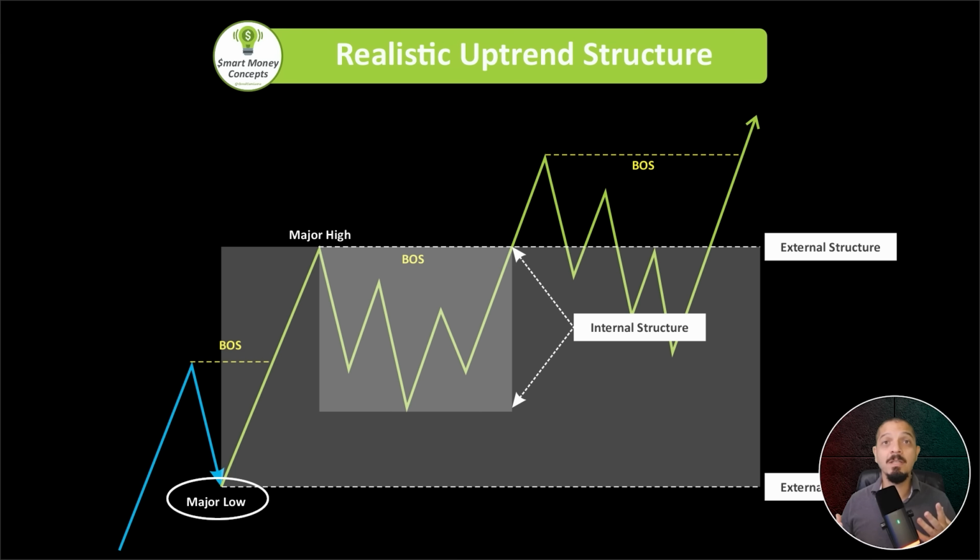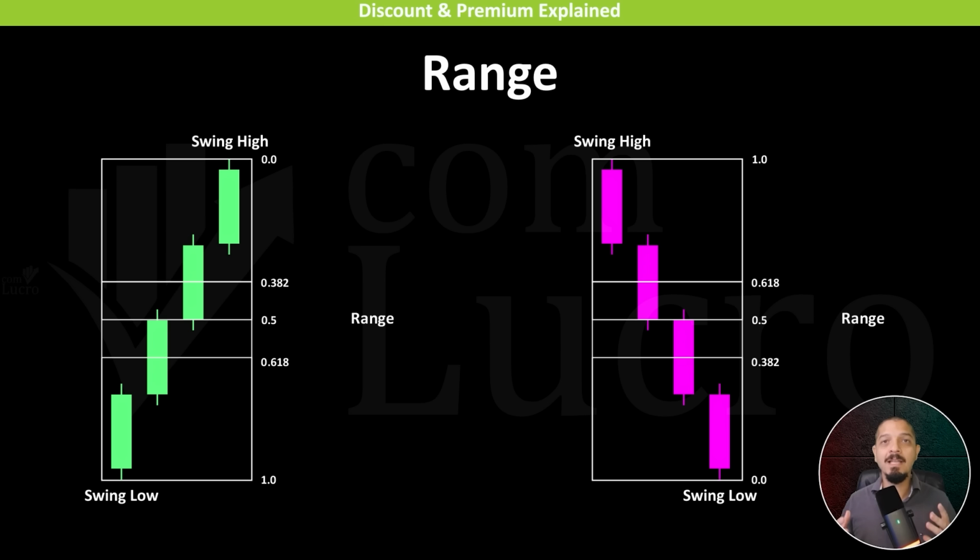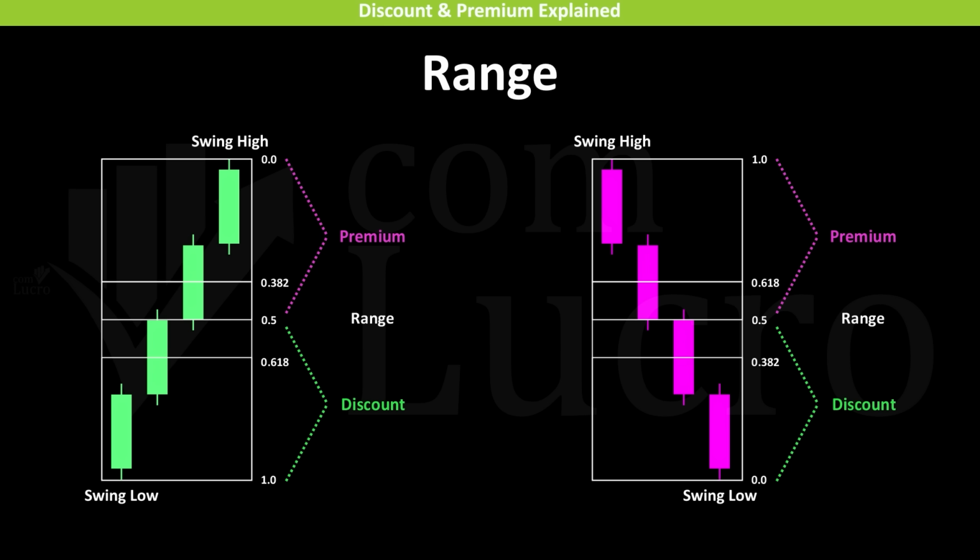Once direction is clearly defined through structure, the next question becomes location. Knowing that the market is bullish or bearish is not enough. We also need to understand where price is trading within its current range, because not every level inside a trend offers the same opportunity. This is where the concepts of premium and discount help refine timing and improve risk to reward. When analyzing price within the ICT framework, one important concept quickly becomes clear.